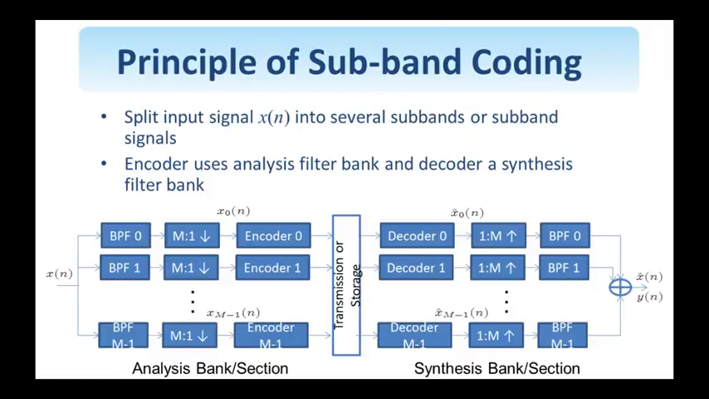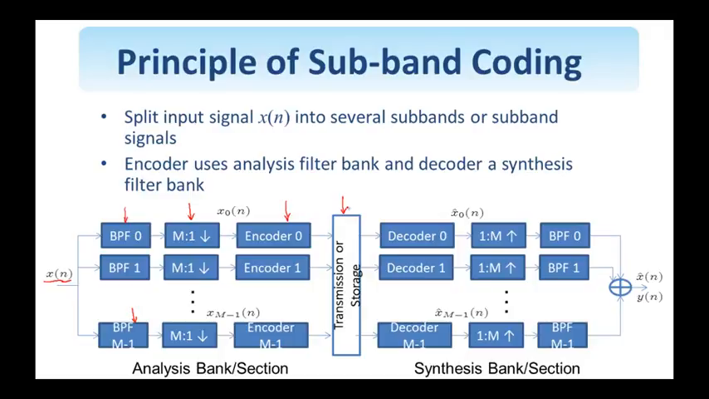So we have the analysis filter bank and the synthesis filter bank. We see that the original signal is input here. Then we use bandpass filter 0 to bandpass filter M-1. After filtering, the signal is decimated, downsampled by a factor of capital M. We assume again we have M such subbands. After this decimation, we encode each subband separately, using a different encoder per subband. The compressed signal is either transmitted or stored, the two important applications in image and video compression.